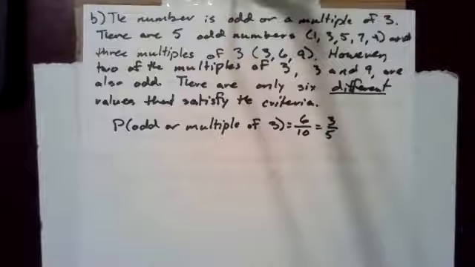Now, find the probability that the number chosen is odd or a multiple of 3. There are 5 odd numbers still, 1, 3, 5, 7, and 9, and 3 multiples of 3, 3, 6, and 9. However, 2 of the multiples of 3, 3 and 9, are also odd. So there are only 6 different values that satisfy the criteria. So the probability that the number chosen is odd or a multiple of 3 is 6/10 or 3/5.